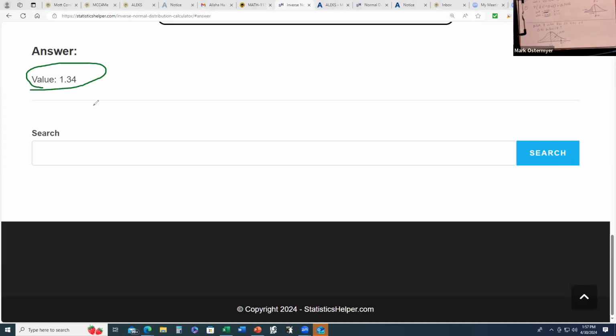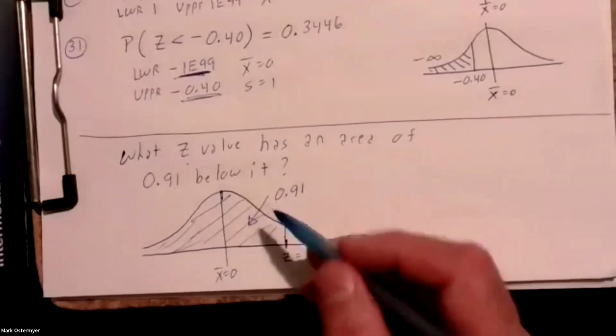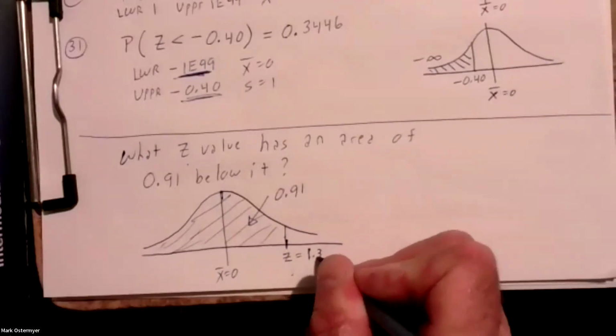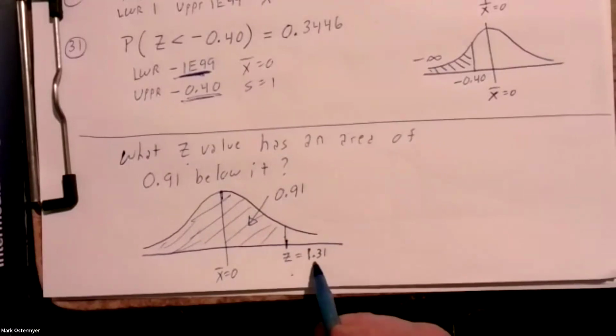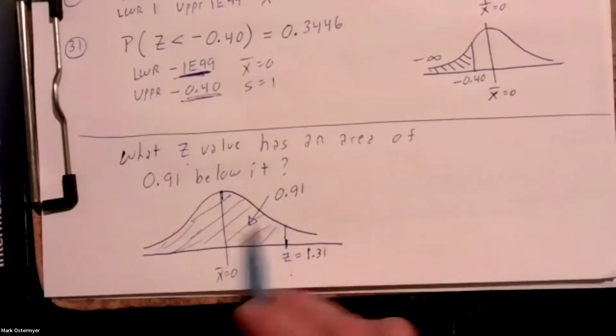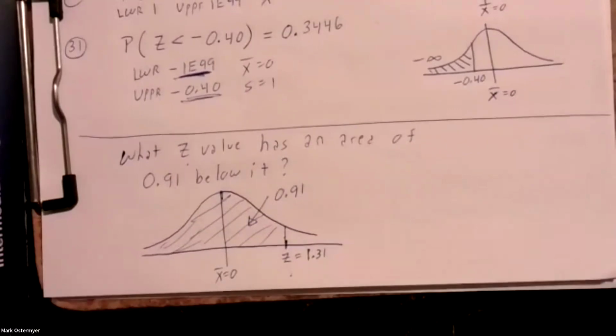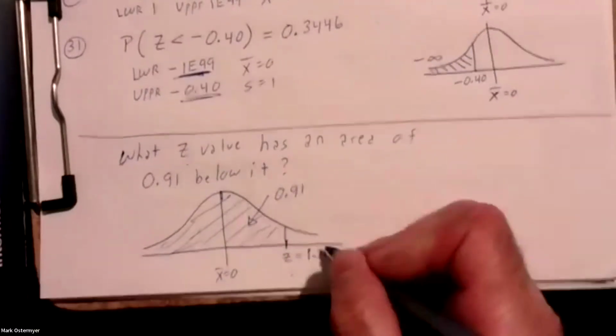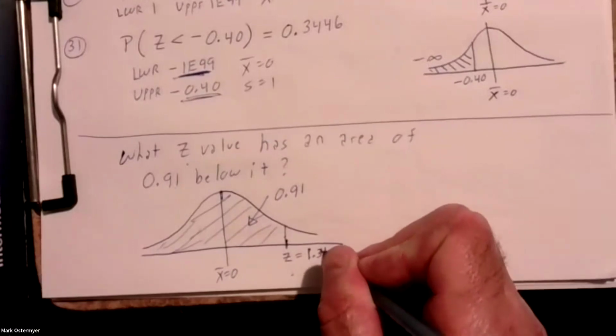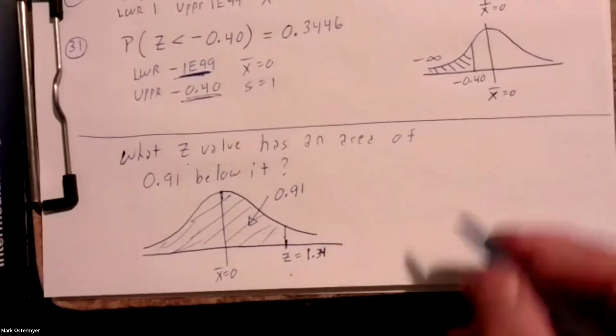This is not a probability. This is a Z value on the horizontal axis. Remember, probabilities are always between 0 and 1. So this is obviously not a probability. No, what it is, it's saying that this Z value must be 1.31 up here. It is the 91st percentile, because 91% of the area of the curve lies below it. Okay. Oh, that should be 1.34. Sorry. That was 1.34. Okay, that's your 91st percentile.